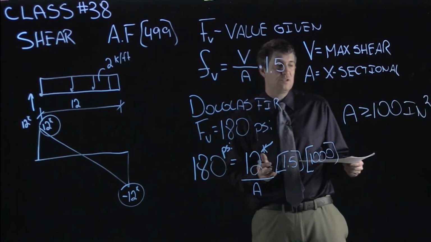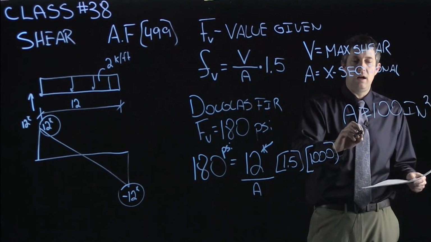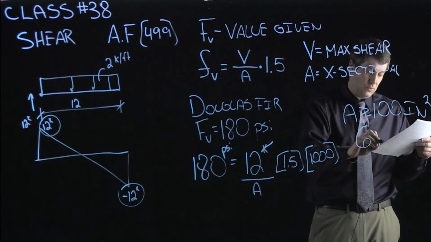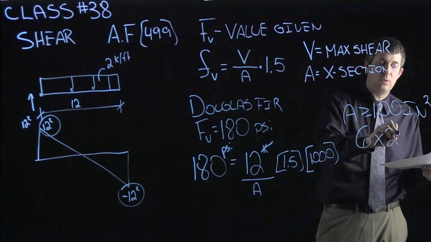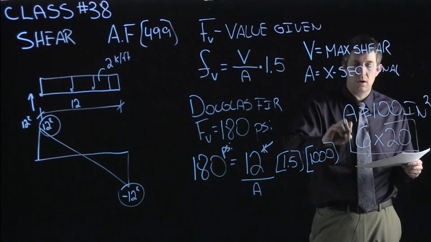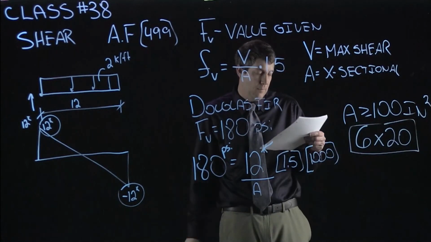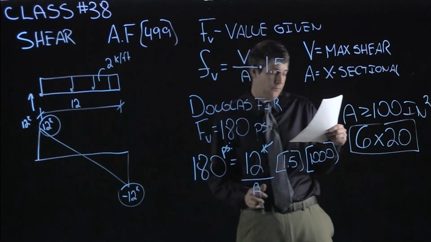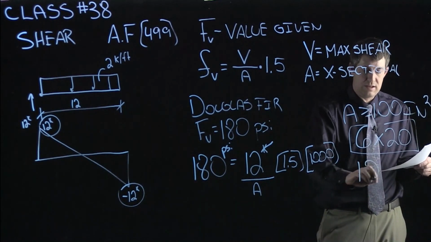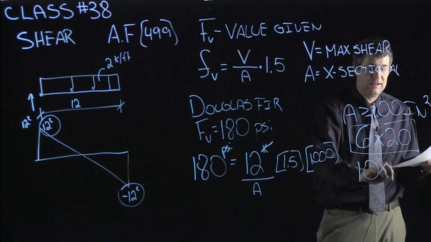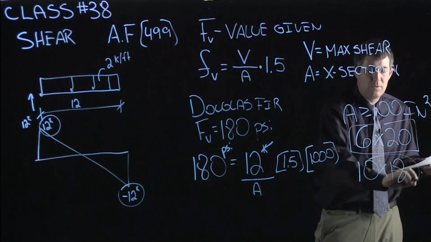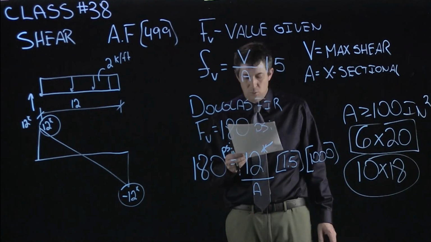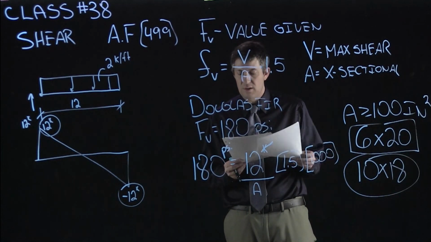So if we go through our tables, we can see any beam that has an area greater than 100 square inches would work. Well, we flip through. A 6 by 20 would actually work for this beam here. But if you remember from the previous class when we solved this same problem for bending, we actually needed to use a 10 by 18. So the 10 by 18 would still govern from the bending, but we needed to just double check what value we needed to use for shear.